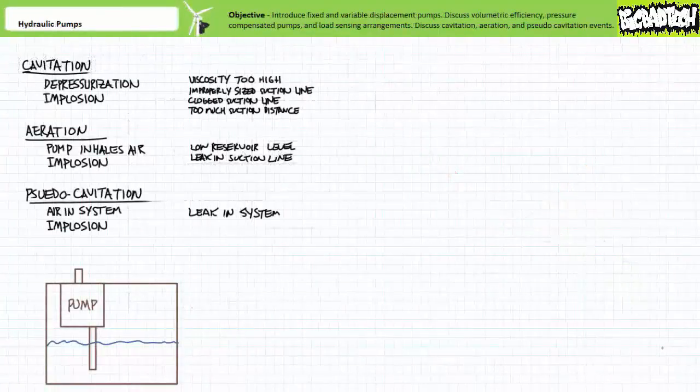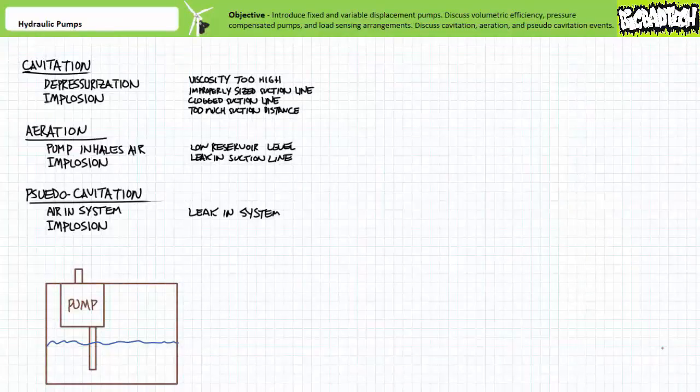Before we bring this lecture to a close, let me briefly discuss the related phenomenon of cavitation, aeration, and pseudo cavitation. These all are undesirable events that lead to excessive wear of components, deterioration of hydraulic oil, and if recurring, can eventually damage or destroy a system.